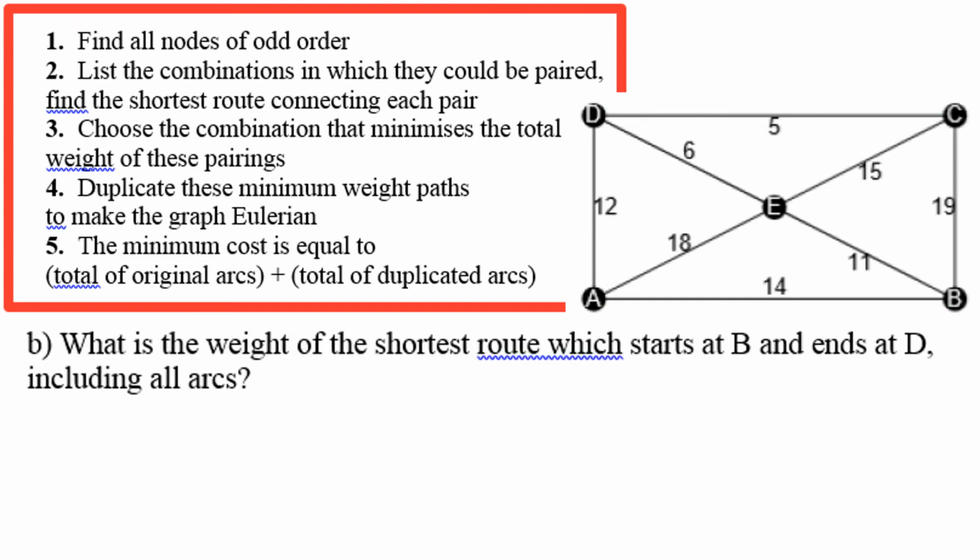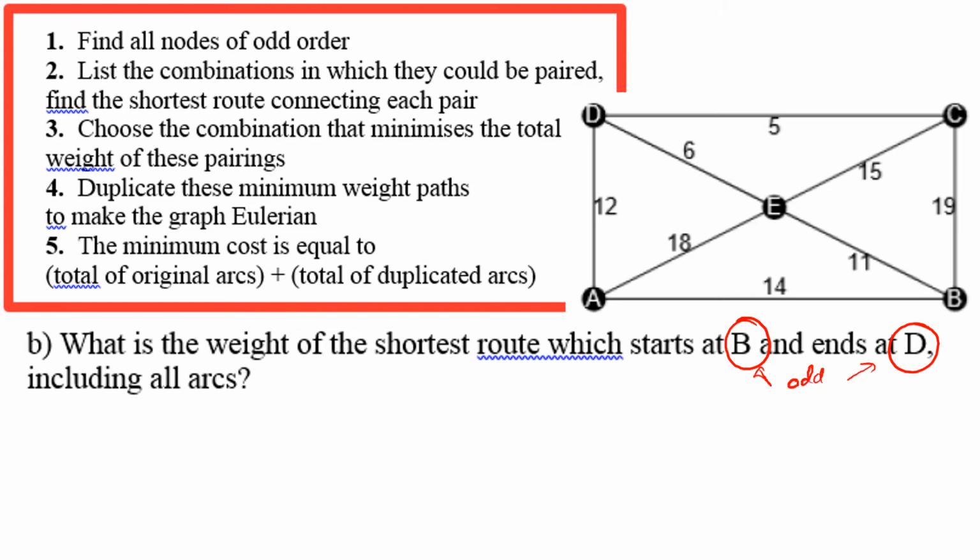Now here's a very similar question, but we have to approach it slightly differently. It says, what's the weight of the shortest route which starts at B and ends at D? Now, there's a slight tweak to the algorithm here because we said that a graph that's semi-Eulerian, you can start at the odd node and end at the other odd node, and that's fine. So if we want to start at B and end at D, then they have to be odd.